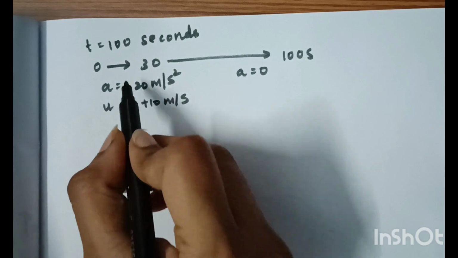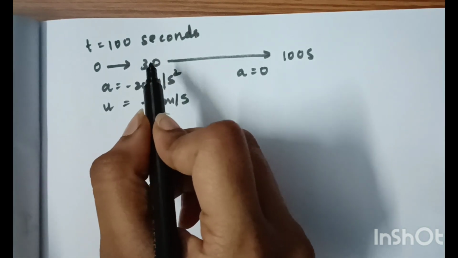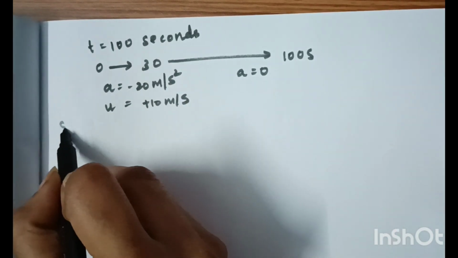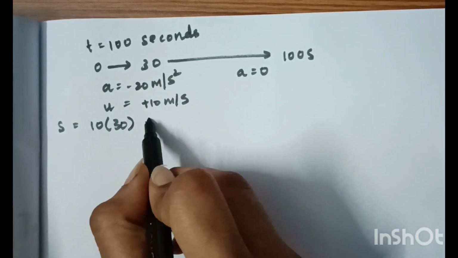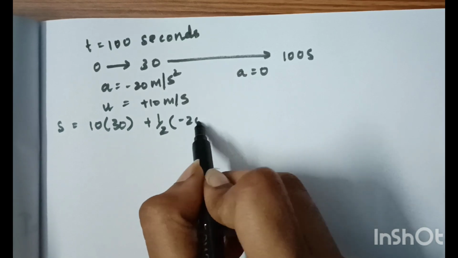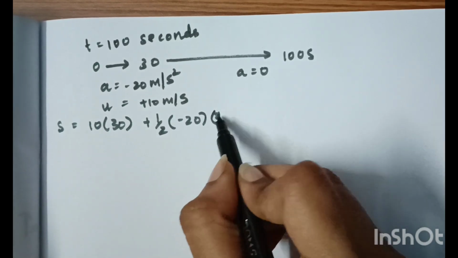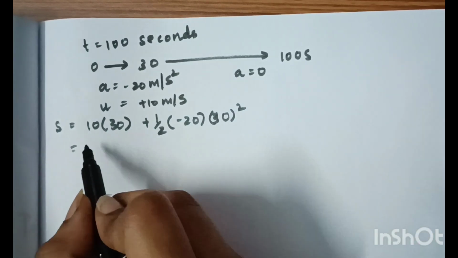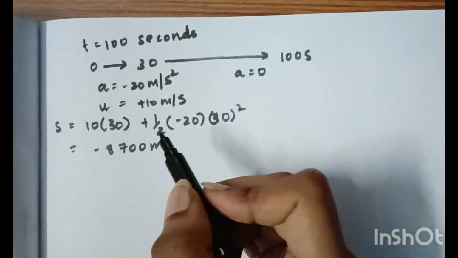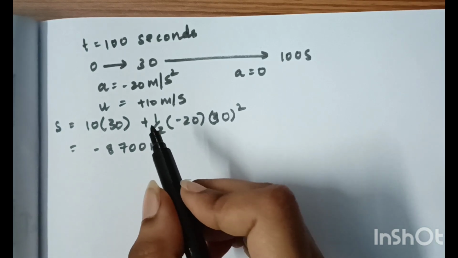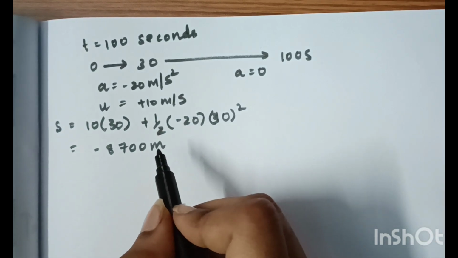Okay, so let us find what is the position at t equals 30 seconds. That is s equals ut plus half at square: 10 into time, which is 30 seconds, plus half acceleration, which is minus 20, t square is 30 square. So on solving we are getting minus 8700 meters. So this is the position of the particle at t equals 30 seconds.